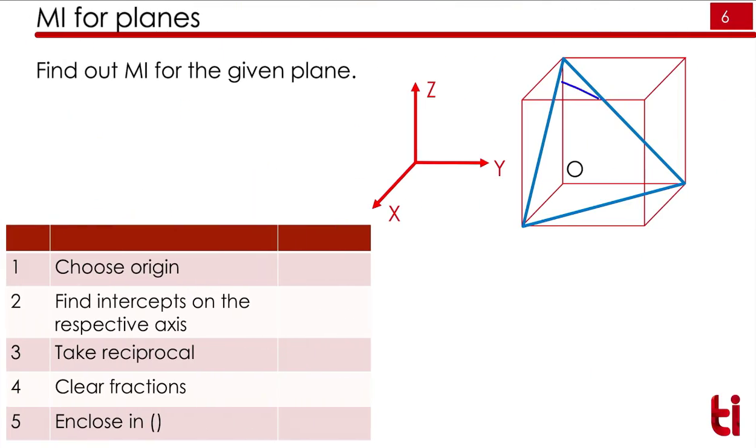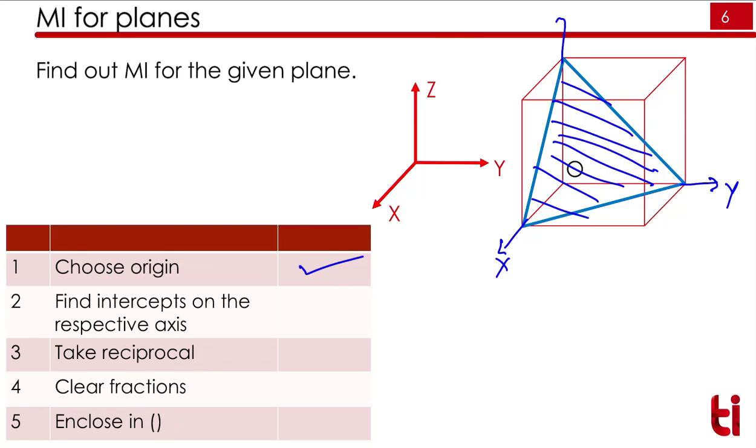Third example. Choose the origin. Find intercept on the respective axis. This is the x-axis, this is y-axis, and this is z-axis. Intercept x equal to 1, y equal to 1, and z equal to 1. So 1, 1, 1. Take reciprocal, clear fractions. So this given plane is (1 1 1).